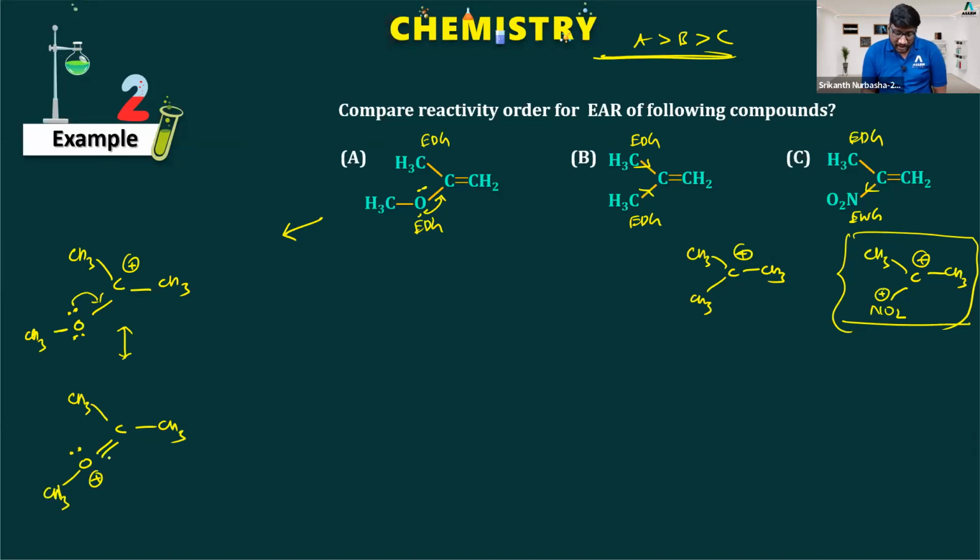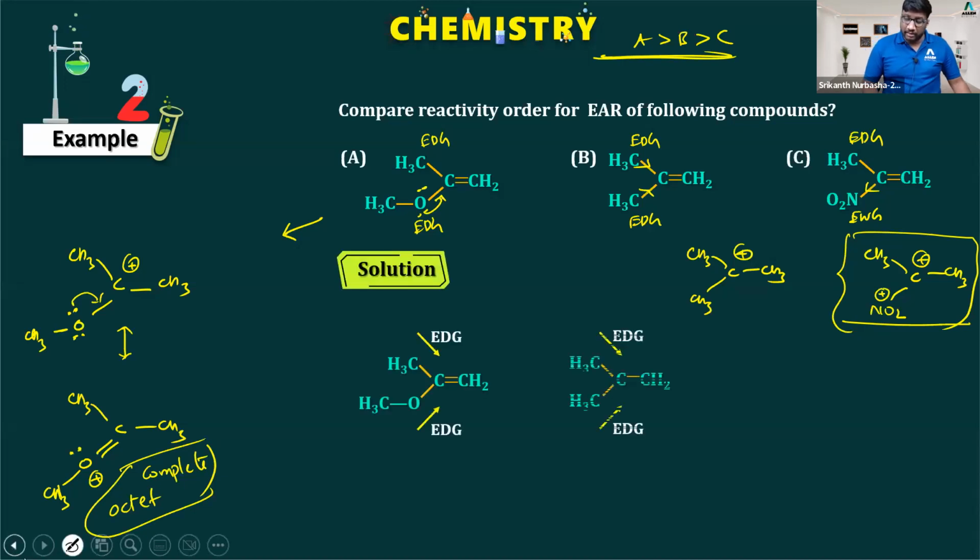But why are you saying A is more stable even though oxygen has a positive charge? Complete octet on each atom. So that is why it is extremely stable. Octet complete in each atom. So that is why A will be more stable. Like that, you can comment on which is more reactive towards electrophilic addition reactions.